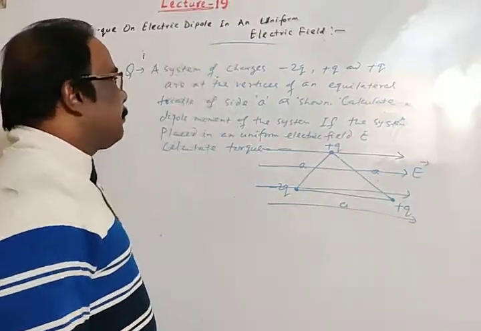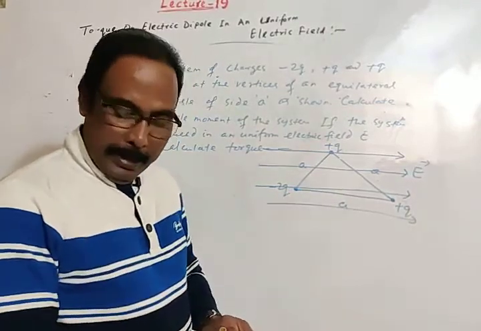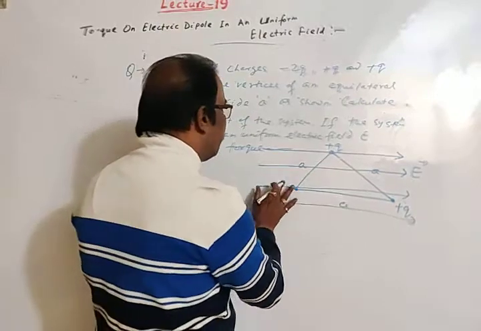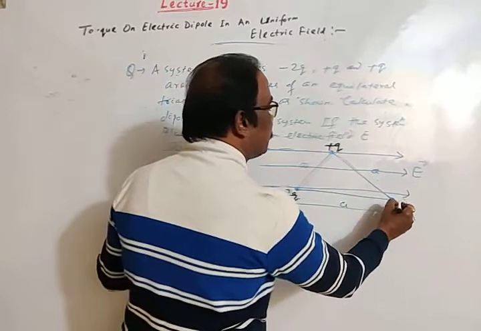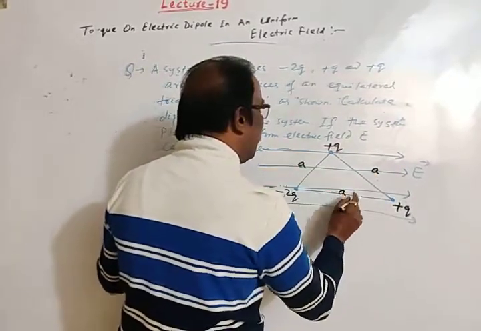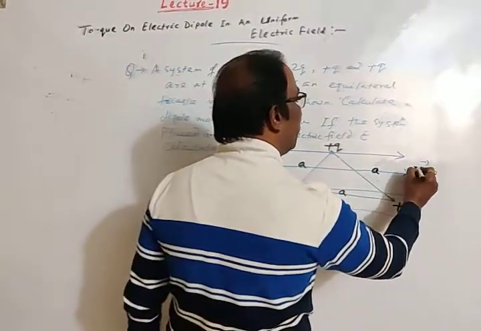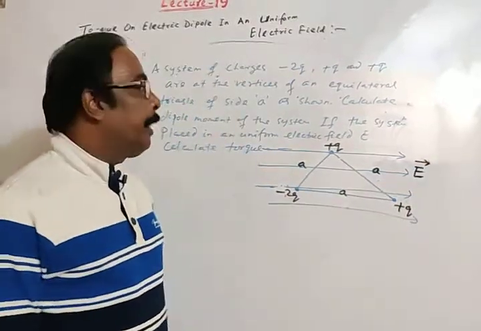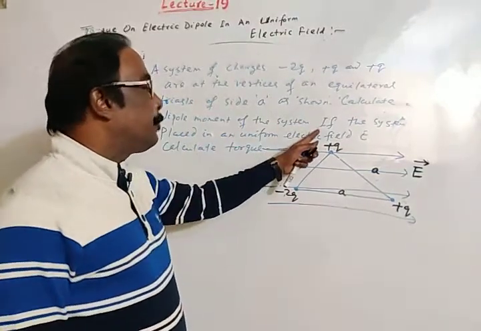A system of charges minus 2q, this is minus 2q, this is plus q, and this is plus q, are placed at the vertices of an equilateral triangle of side A, and the system is placed in a uniform electric field E as shown in figure. Then we have to find dipole moment of the system.